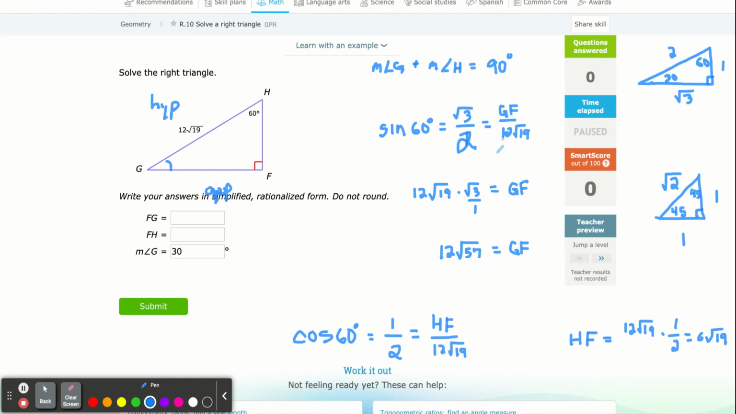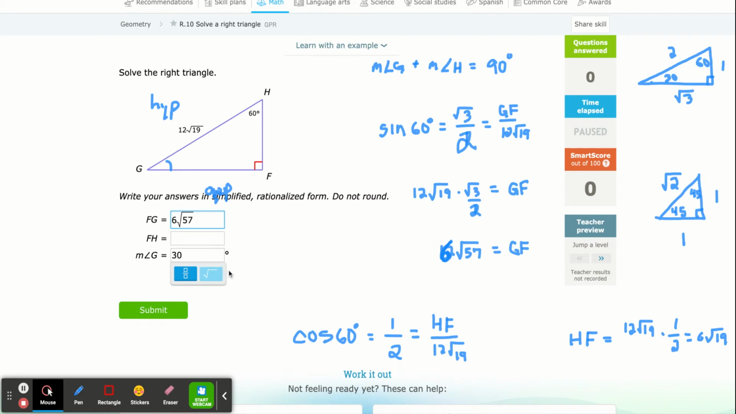So then all I need to do is solve this expression for GF by multiplying this over. Ignore this part right here, just notice this simple ratio. Multiply it over to find the length of GF. And then that's going to simplify. 12 over 2 simplifies to 6. And then I find out that the exact answer for the length of GF, or FG, is 6 square roots of 57.